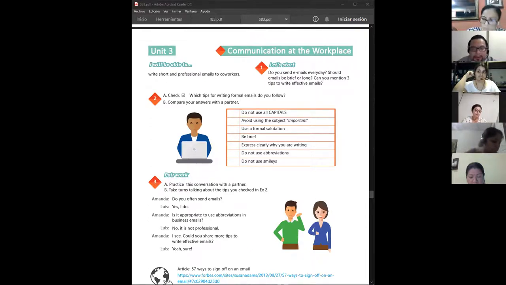¿Algún otro tip que no se ha mencionado? No.